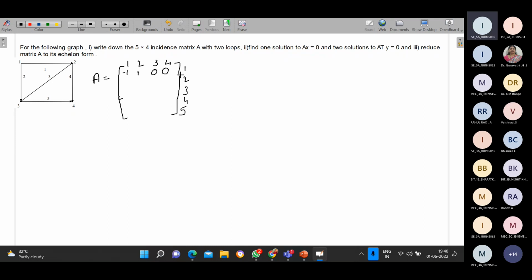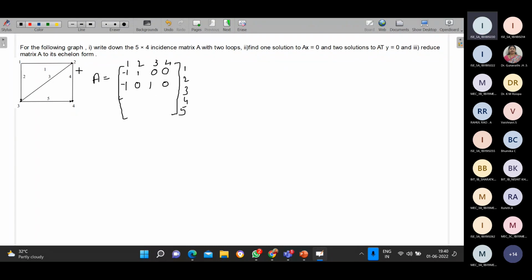Next, edge 2 we will consider. In edge 2, which nodes are connected? 1 and 3. For 3, it is an incoming edge. For 1, it is an outgoing edge. So for 1, outgoing, we write -1. For 2, there is no edge, so we write 0. For 3, it's an incoming edge, we write +1. Then again 0.